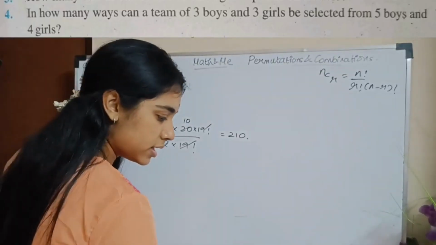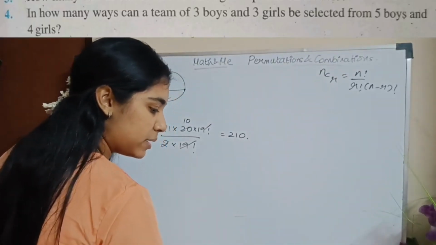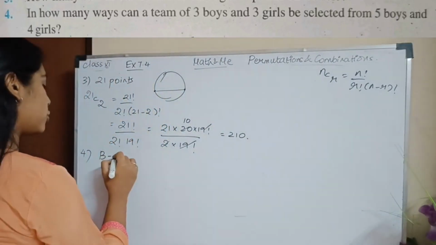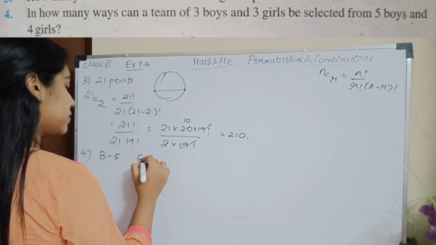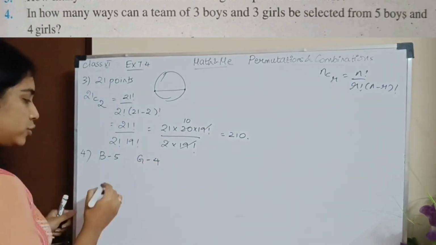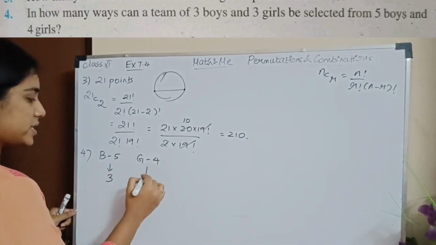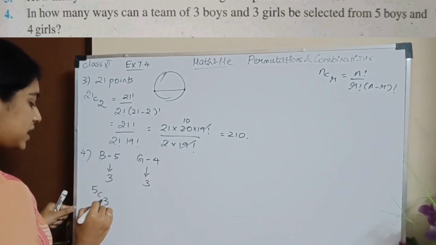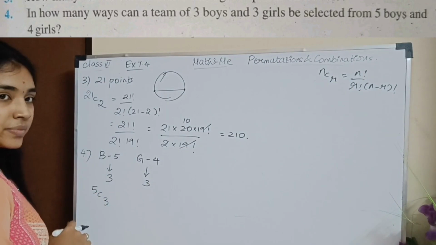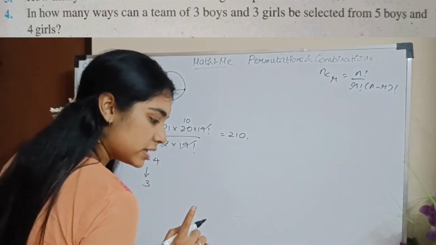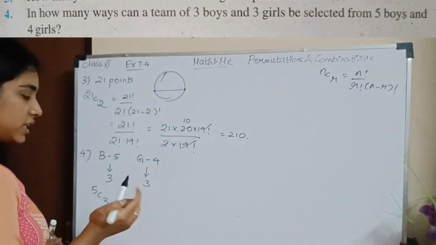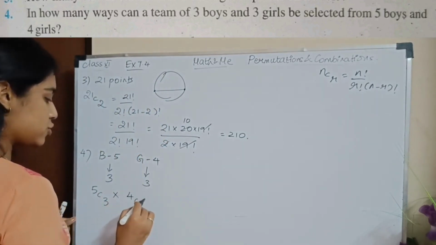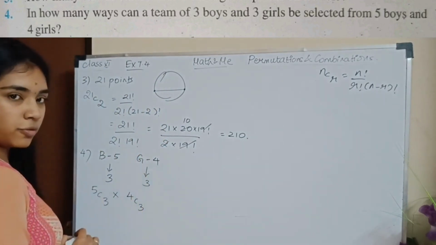Fourth question. In how many ways can a team of 3 boys and 3 girls be selected from 5 boys and 4 girls? So I have 5 boys and 4 girls. I need to choose 3 boys and 3 girls. So how can I choose? 5 choose 3, 3 boys from 5 boys. In how many ways? 3 boys and 3 girls. And since it is multiplication, it will be 4C3, choosing 3 girls from the 4 girls in total.